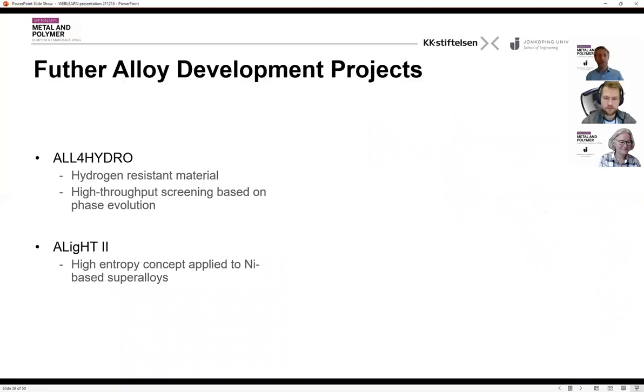Just quickly, a couple of further alloy development projects that we have going on. As Esan also talked about, one of them is called All for Hydro. We're applying the high throughput screening technique to this, looking at the phase evolution to try to identify compositions for hydrogen resistant material. And the second one is applying the high entropy concept to nickel-based superalloys.